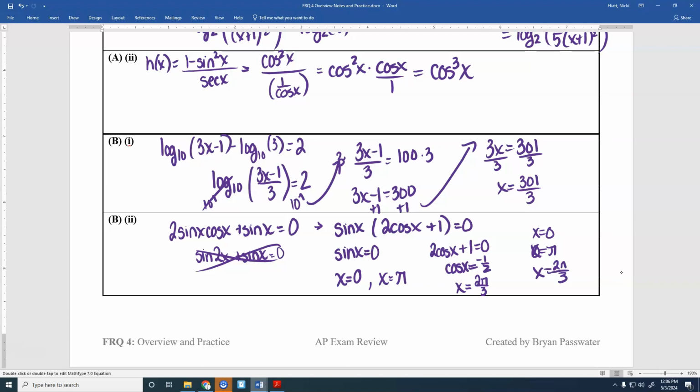If you feel like your work is messy and the grader's not going to be able to tell what you mean as the answer, just circle your answers. It's probably better than having to really try not to have messy work in the first place. That would be your ideal. Okay, questions on those?